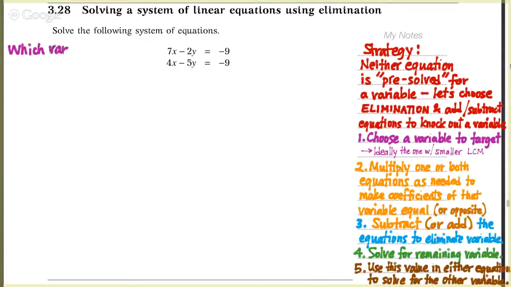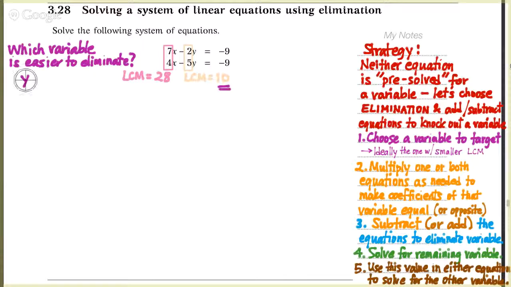Okay, so in this example, which variable is going to be the smarter variable to target? Which variable is going to have a smaller least common multiple for its coefficients? Well, if we look at the x's, 7 and 4 have a least common multiple of 28. They have no factors in common, so the LCM is just their product. 2 and 5, meanwhile, have a least common multiple of 10. Since that's a little smaller, it's my opinion that it's going to be a little bit easier for us to target the y in this example for elimination. So y is in our crosshairs.